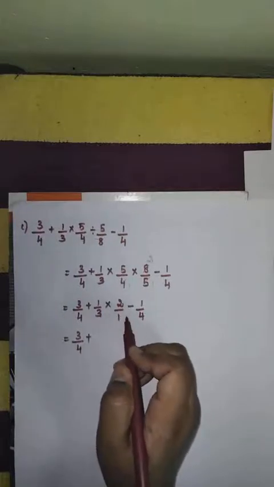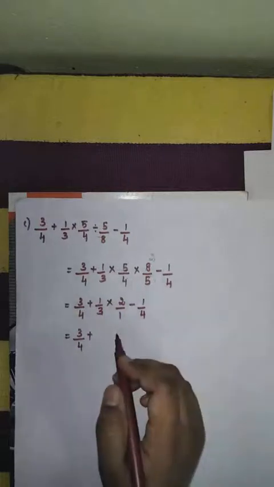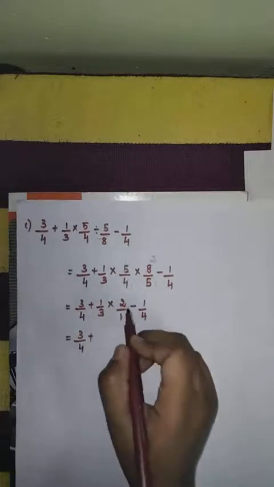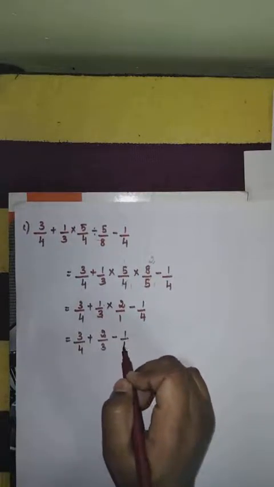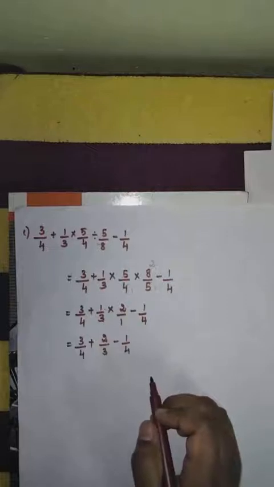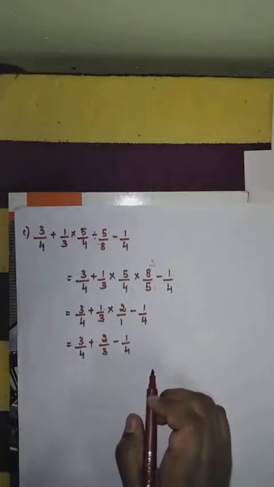So 3 by 4 plus 1 by 3 into 2 by 1. Any common factors are there? No common factors. So just multiply. So 1 into 2 is 2 by 3. 3 by 4 plus 2 by 3 minus 1 by 4. Okay, clear? Okay, what's the next step? Next we need to do addition or subtraction. Yes, next we need to do, very good, addition.